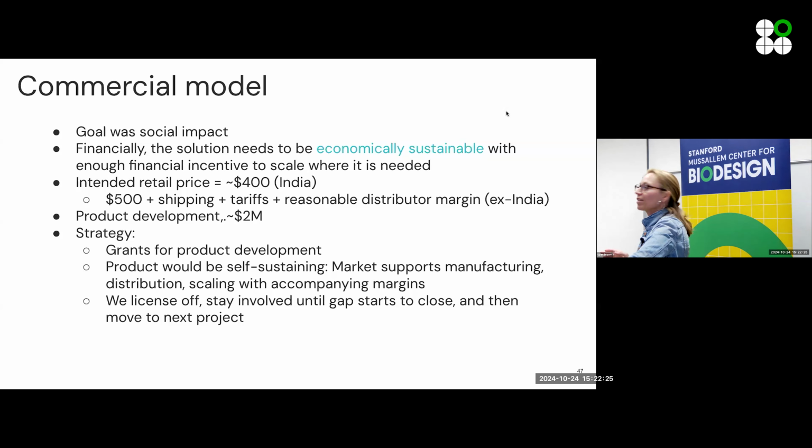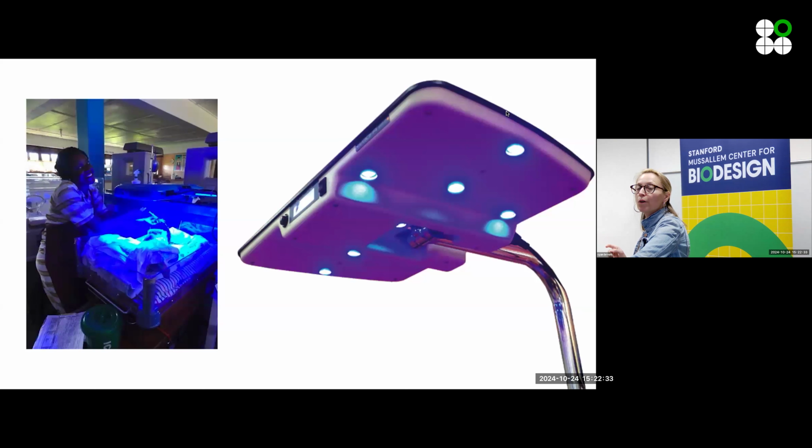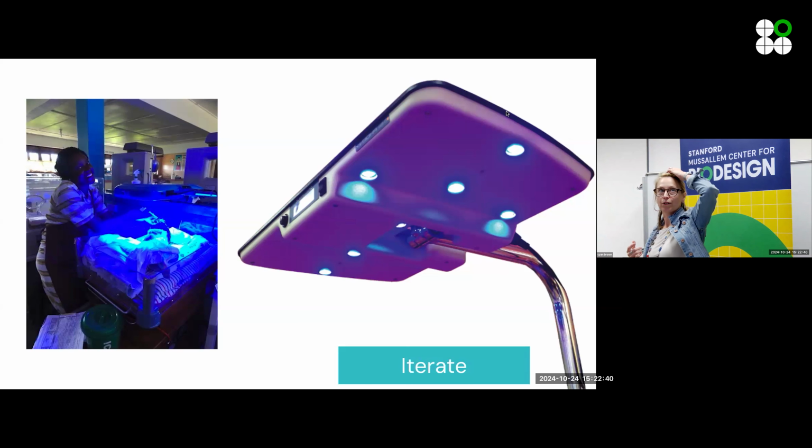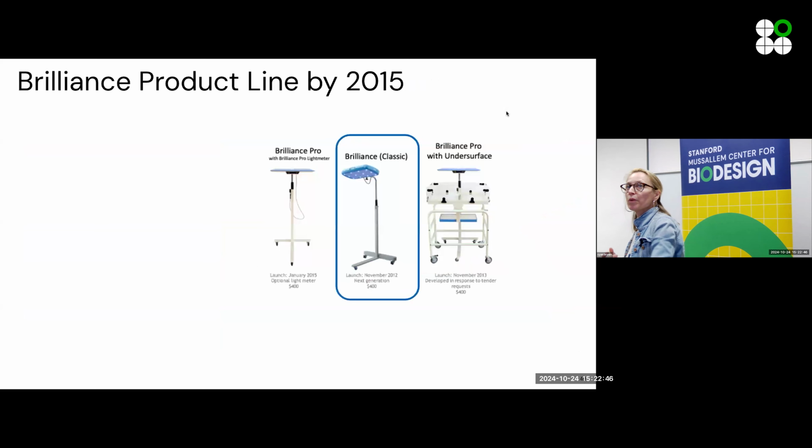And then the bigger strategy is that we license it off. We stay involved until the gap starts to close, because sometimes we have to provide support, and then we move on to the next project. What you see here is the V2, which we called Brilliance Pro. The photo on the left, I believe also from Uganda, is one someone had sent, but that's actually the V1. We ended up with 3 different phototherapy devices. The first one, the V1, was the Brilliance Classic.